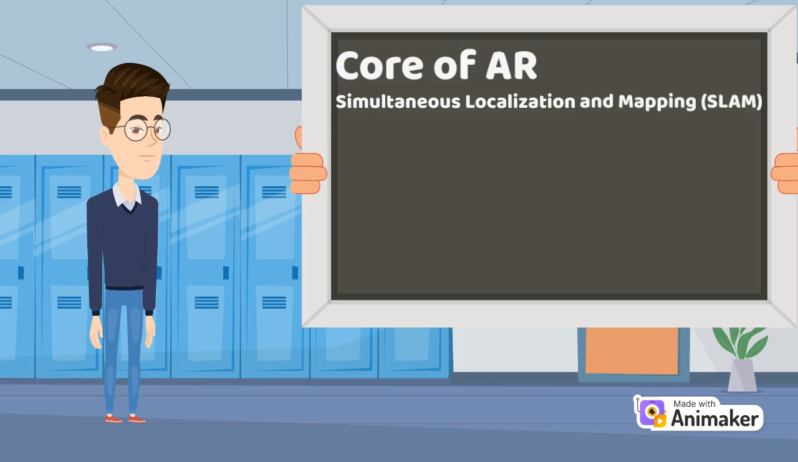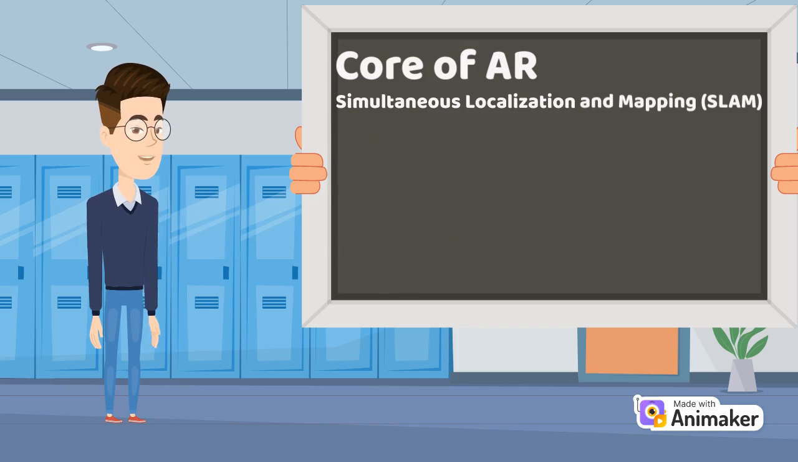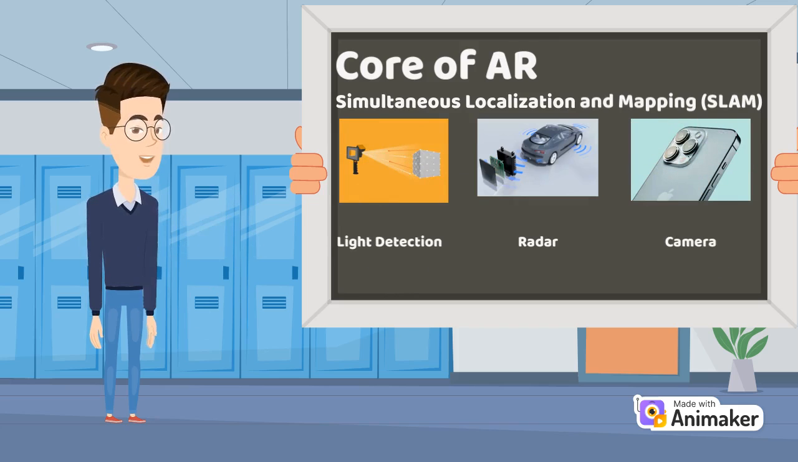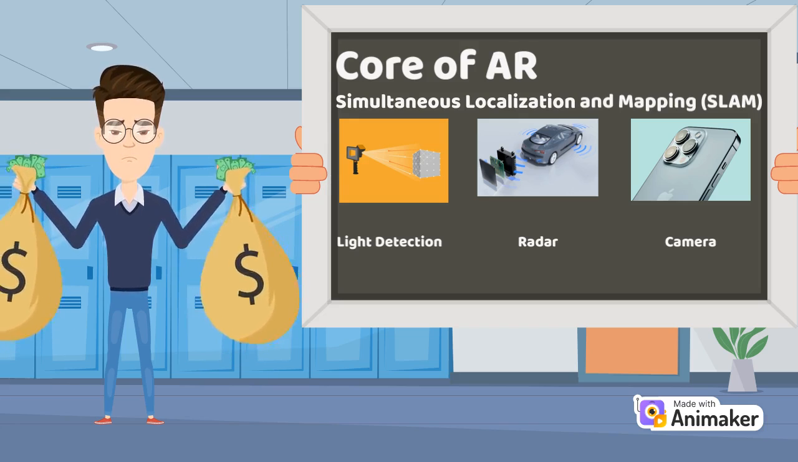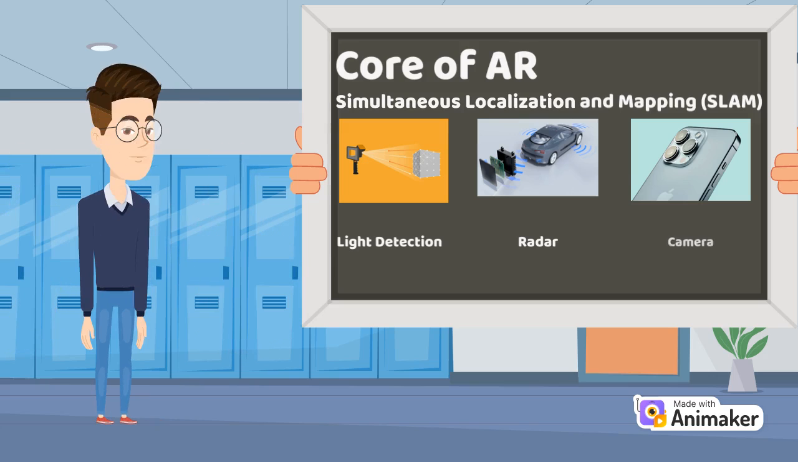One of the components in SLAM is sensing. It is a process of getting physical properties, including precision, distance, and speed. The most commonly used sensors are light detection and ranging, radar, and camera. The high cost of sensors is one of the reasons that limited AR applications. With the development of cameras on mobile phones, mobile AR applications are now getting a lot of attention.